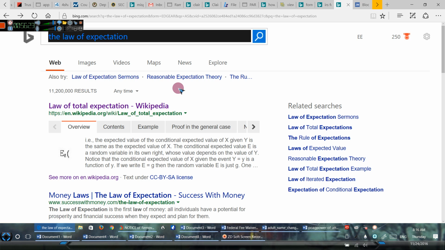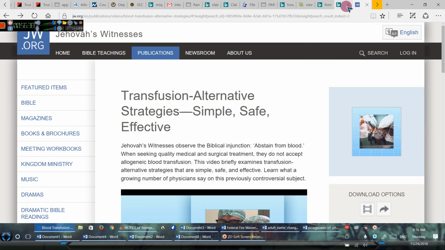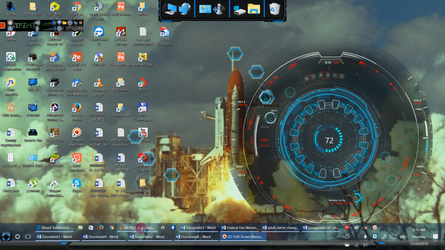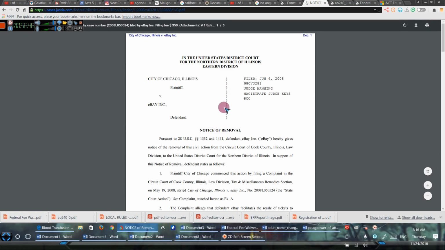The law of expectancy, and that's my coined phrase, is that if there is an existence, anything, that expectancy is associated with it. Let's get back to the notice of removal and the research associated with the notice of removal. Let's go to this notice of removal for the District Court of Illinois. I've already pulled this up. This is eBay and the city of Chicago, Illinois. And eBay was having a problem, so they did a notice of removal.